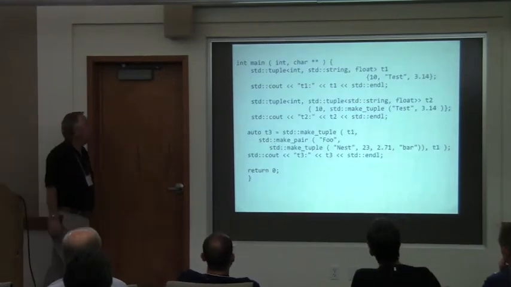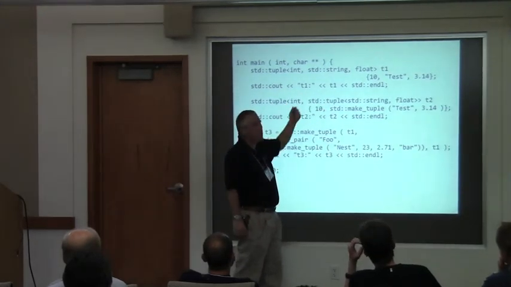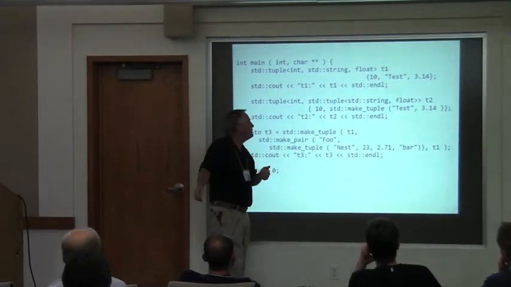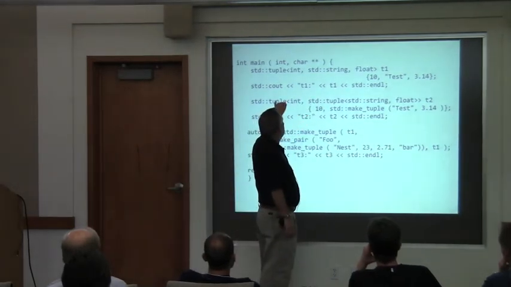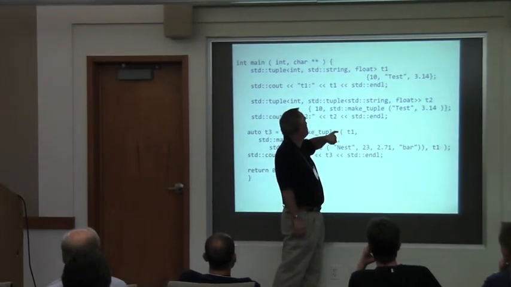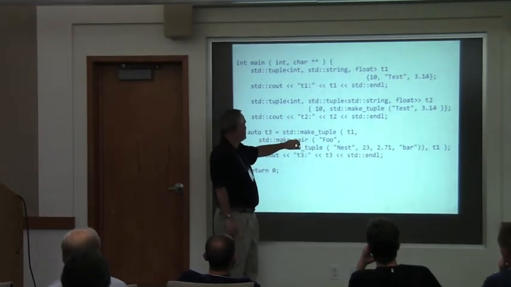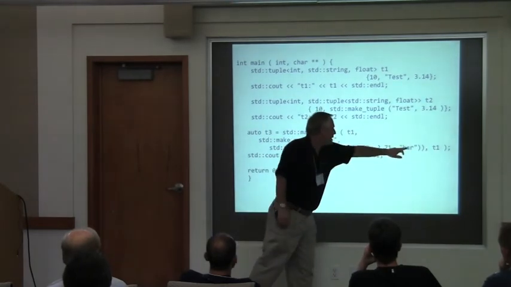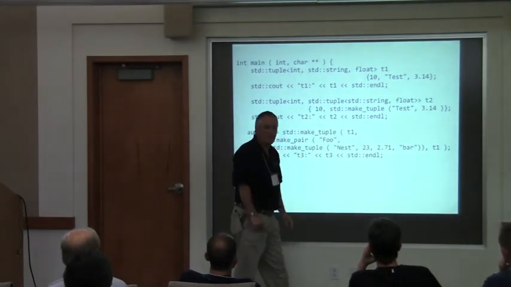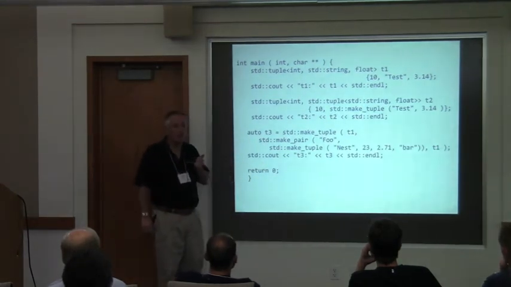Anyway, some examples. Int, string, float: we just print it out and we get paren int string float. A more complicated example: a tuple that contains an int, a tuple that contains a pair and a tuple, and another tuple over here. And then you can just stream them to standard out, and it all just works.